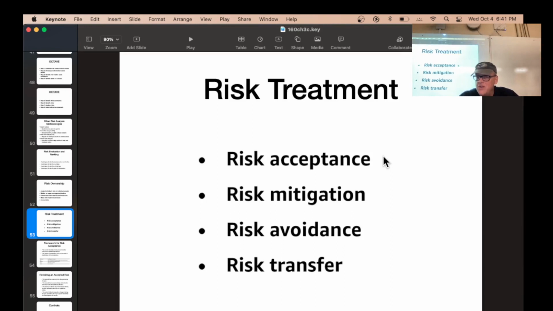You can accept a risk, which means you just do nothing and let it happen. You can mitigate it. You put up some kind of control to lower that risk, like a firewall or antivirus or something. You can avoid it by changing your business so you no longer do that risky activity, or you can transfer the risk to somebody else by outsourcing or getting insurance.